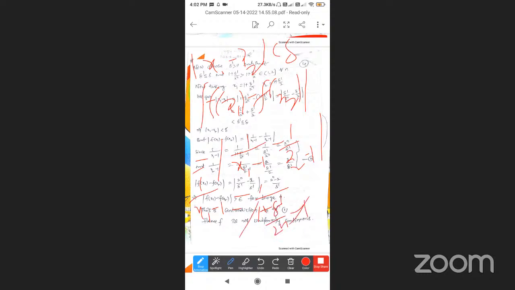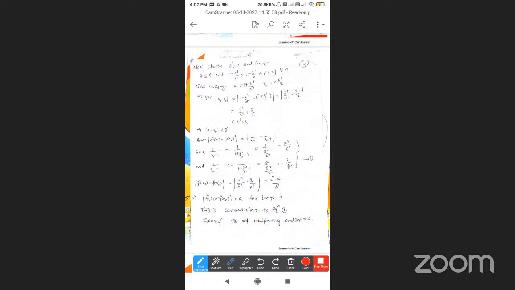Minus 1 plus 1 is cancelled, nothing but 2 power of n by delta dash. Same thing for x2: 1 by x2 minus 1. What is the x2 point? 1 by 1 plus delta dash by 2 minus 1. Plus 1 minus 1 is cancelled, so 1 by delta dash by 2, which is 2 by delta dash.